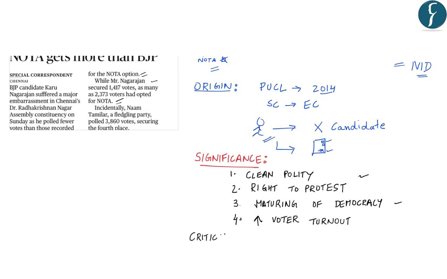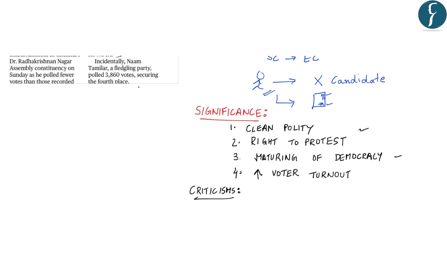But then some say that the none of the above option is not effective, and there are various criticisms which they give. The first is that it does not give the right to reject. This is because even if NOTA has registered the highest number of votes, still the person who got the highest number of votes after NOTA will be considered elected and will win the election.